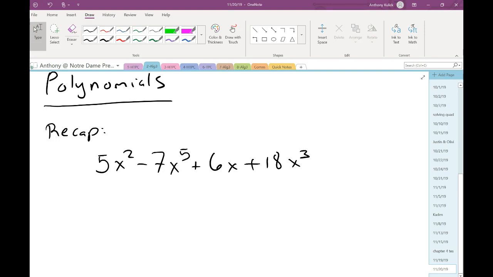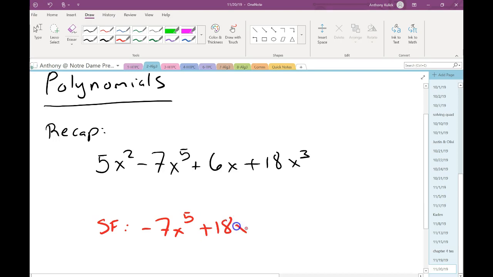Which monomial comes first? Good. Negative 7x to the fifth. That's the one with the biggest exponent. Then, what comes next? 18x to the third. And then 5x squared. And then lastly, 6x. Everybody's happy with that? Okay?